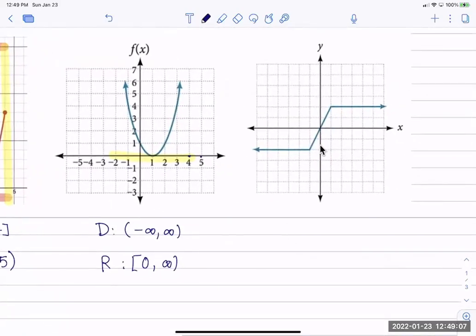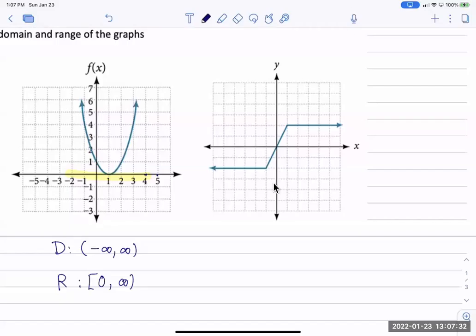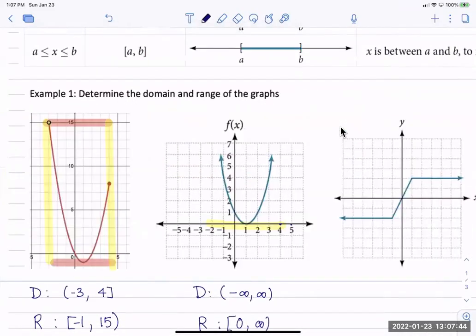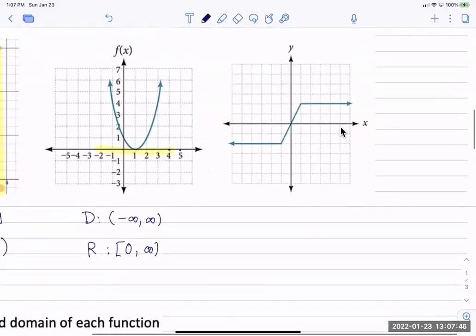Similarly, for the last one, what is my domain? Okay, so on the last one, yes, on the left and right, you see an arrow instead of an endpoint. So the domain will be all real numbers.